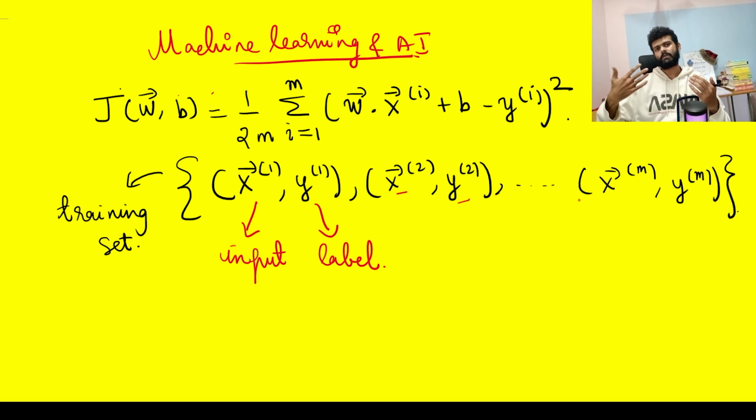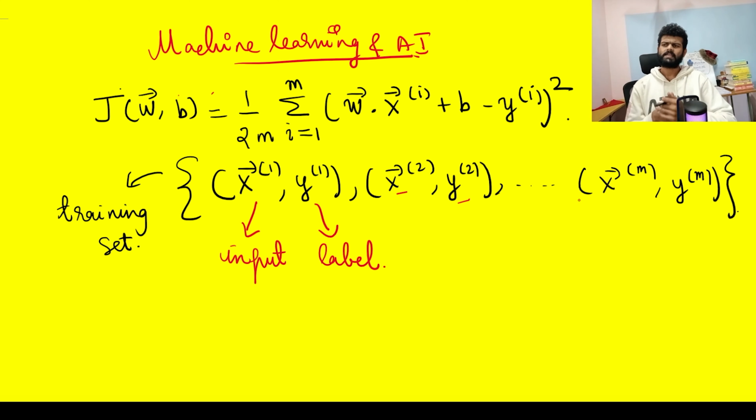So the algorithm will try to learn from this. For this particular input, this is the label; for this one, this is the label, and so on. It will learn, and I'm not defining exactly what learning is. It will learn to predict correct labels. So for any new input that you give, which is not in the data set, the algorithm will try to predict the correct label.